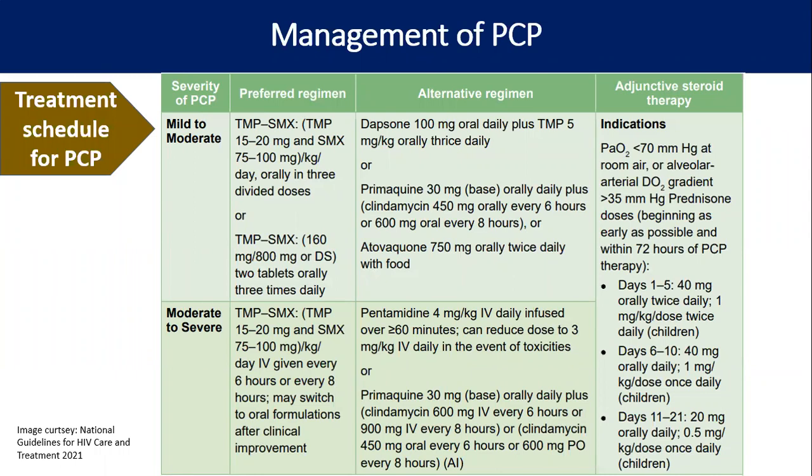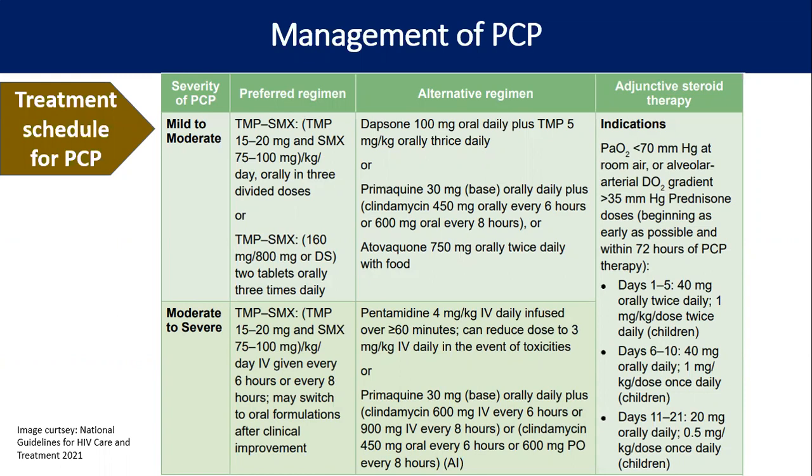twice daily with food. And for moderate to severe cases, cotrimoxazole 15 to 20 milligram of trimethoprim per kg per day, divided and given every 6 hours. Alternative regimens are pentamidine, 4 mg per kg IV daily, infused over 60 minutes, can reduce dose to 3 mg per kg IV daily in the event of toxicities, or primaquine 30 mg orally, plus clindamycin 600 mg IV every 6 hours, or clindamycin 450 mg orally every 6 hours, or 600 mg orally every 8 hours.